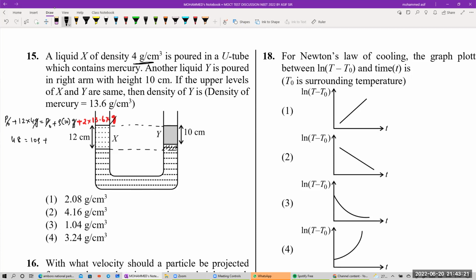6 into 2 is 12, so it will be 27.2, so 10 times of ρ will be equal to 20.8। तो ρ हो गया मेरे पास 20.8 divided by 10, यानी this will be equal to 2.08 ग्राम पर सेंटीमीटर क्यूब। So first option will be the answer। समझ में आया ना बेटा सभी को?